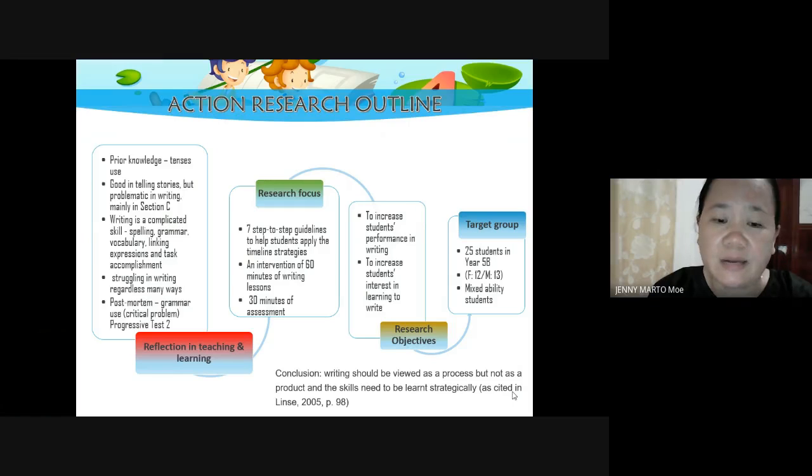From this action research outline, I can conclude that writing should be viewed as a process, but not as a product, and the skills need to be learned strategically, as cited in Lin's 2005, page 98.